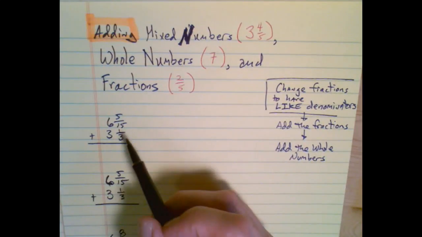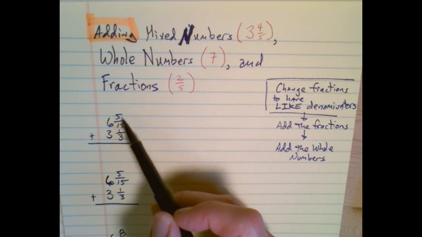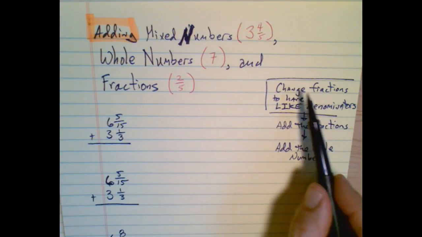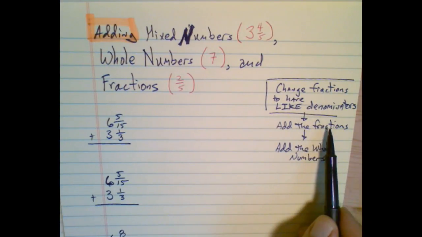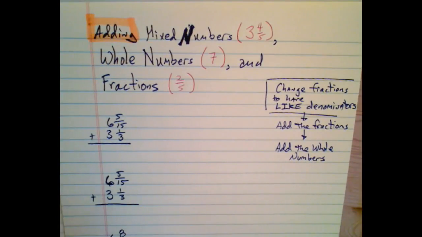I have a problem like this. I have a whole number and a fraction, so this is a mixed number plus another mixed number. I'm going to follow this little formula here. I'm going to change the fractions to have alike denominators. I'm going to add the fraction part, then I'll add the whole number part. And we'll see what that gets us.